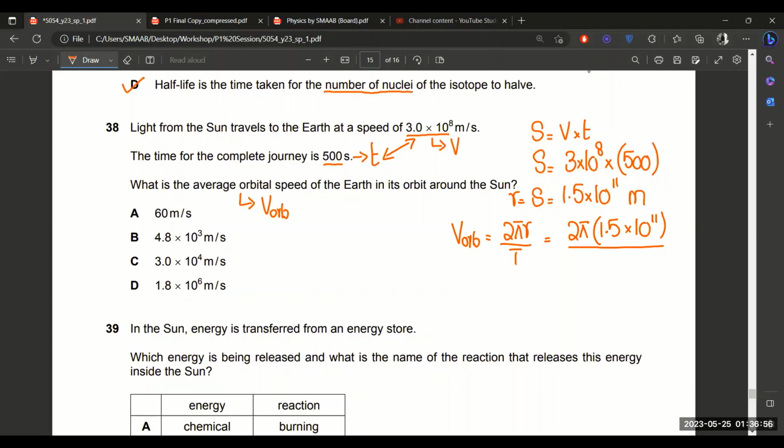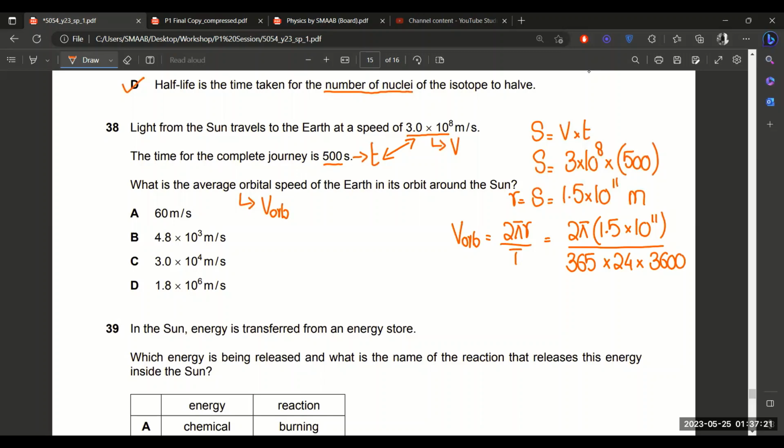Orbital speed means we just complete the orbit around the sun. And we know that the Earth takes 365 days to complete the orbit. So the value of capital T is the time to complete one orbit, or one complete revolution around the sun. So that will take 365 days. So 365 days multiplied by 24 hours multiplied by minutes into seconds, that will be equal to 3600.